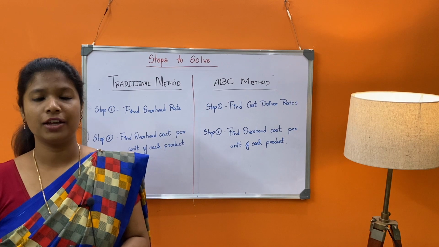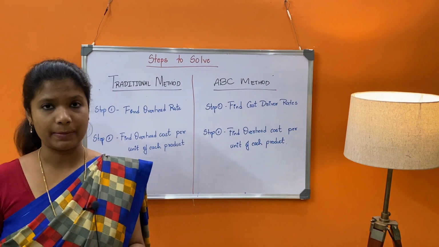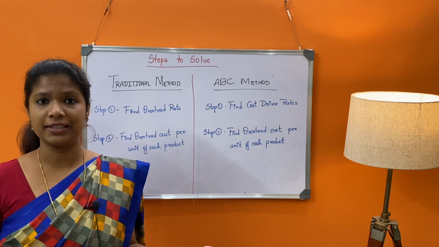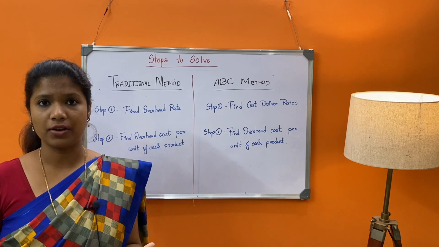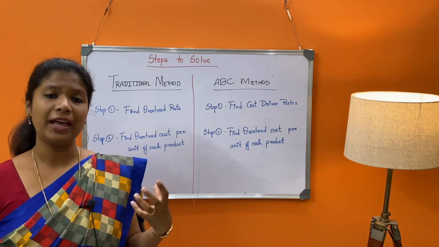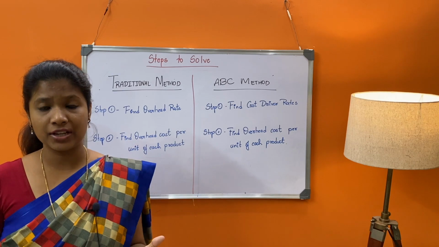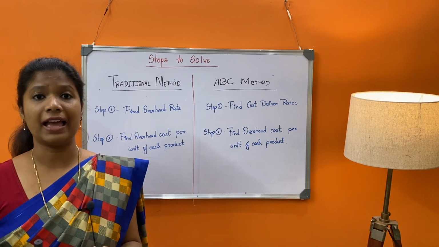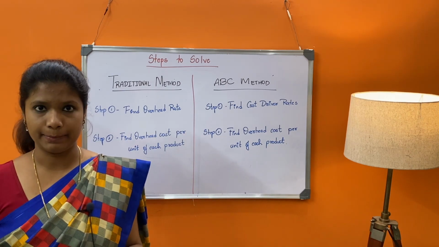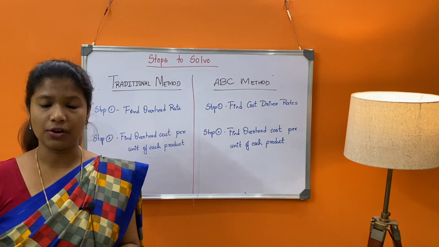Hello everyone. As we discussed in the last class about the concept of ABC costing, in detail we studied what costing is about. We also compared it with the traditional method of costing, and how helpful ABC costing is, especially for manufacturing concerns where they have multiple product lines in their company. So today we'll be starting with the practicals of ABC costing.